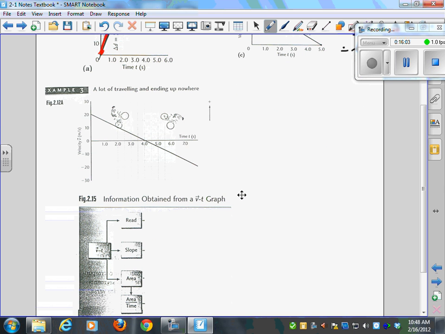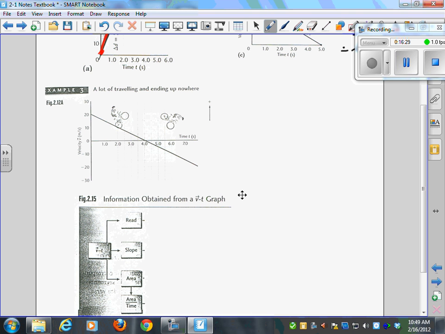So, example number 3, a lot of traveling and ending up nowhere, which sort of feels like physics class sometimes. You can see in the background there on the book, you can't really see it on your sheet, but can you see the green hill in the textbook? Yeah, it sort of looks like that. Now, you've got to be careful here because it's a little bit deceiving.